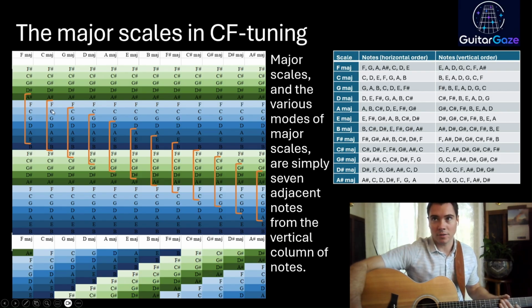And C is also positioned second from the top. G moved down one, G is positioned second from the top, and so on and so on. All of the major scales are the same, just a different segment of the repeating pattern of 12 notes.